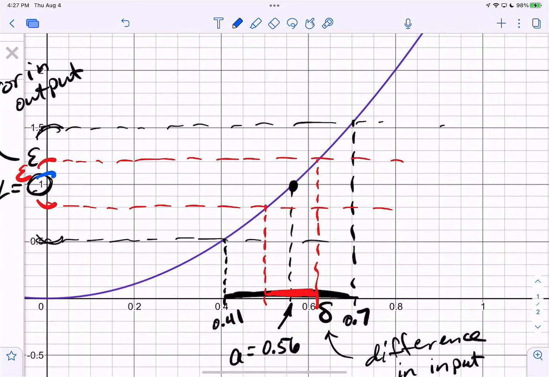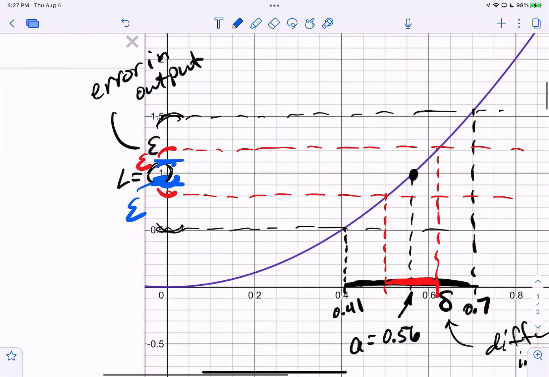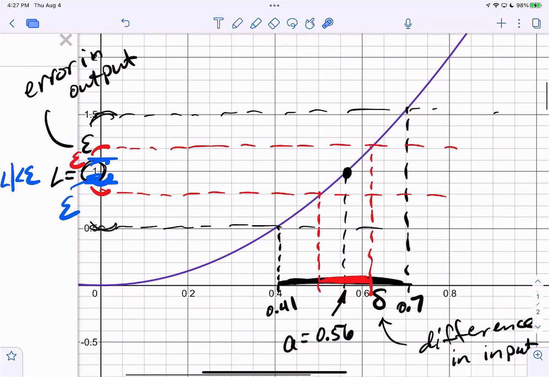Now suppose I tighten this up even more. Now I say my epsilon is only 1/10, right? So now what I'm saying is if I'm between these two blue marks here, then the absolute value of f of x minus L is less than epsilon. And the absolute value means that I could be either above or below my target L of 1.